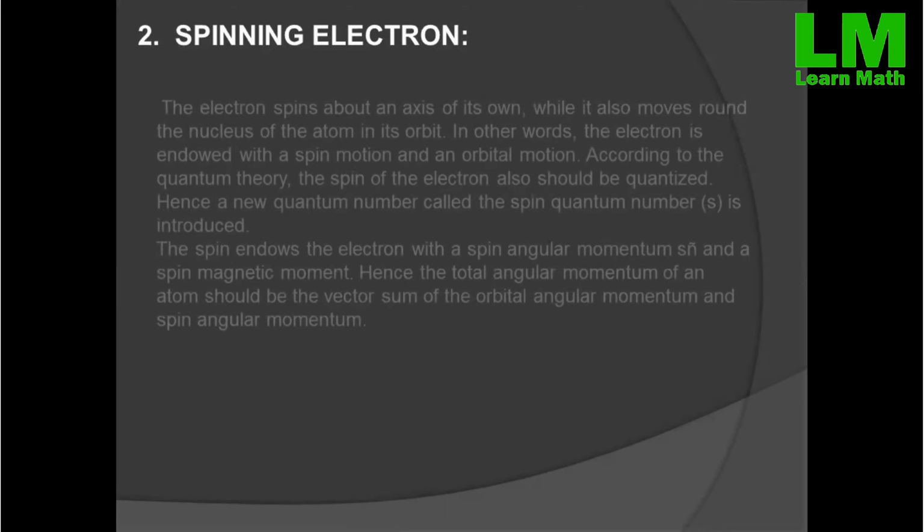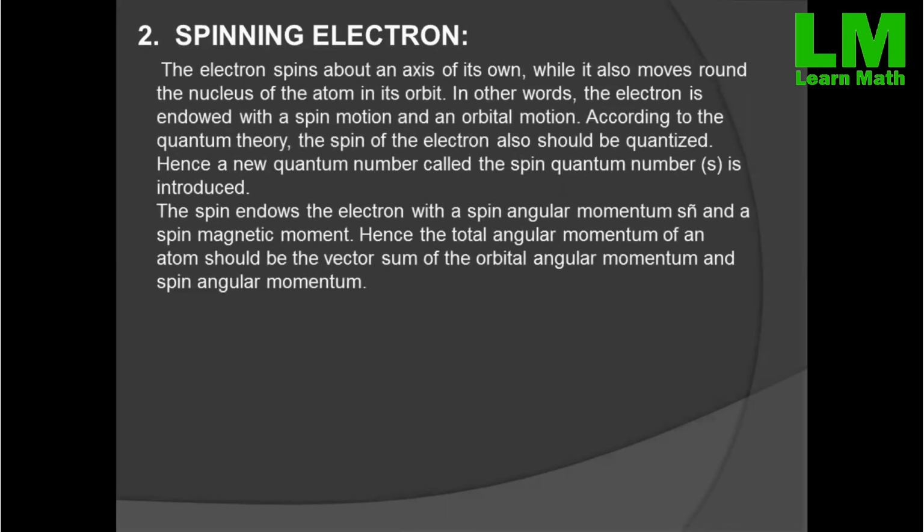Second is the spinning electron. The electron spins about an axis of its own while it moves around the nucleus of the atom in its orbit. In other words, the electron is endowed with a spinning motion and an orbital motion. According to the quantum theory, the spin of the electron also should be quantized, so a new quantum number called the spin quantum number, denoted by S, is introduced.